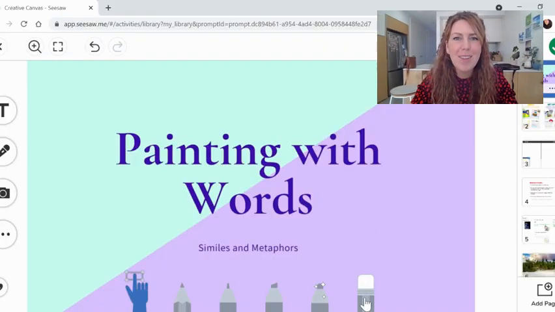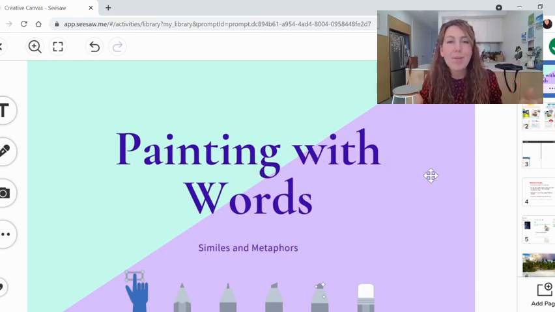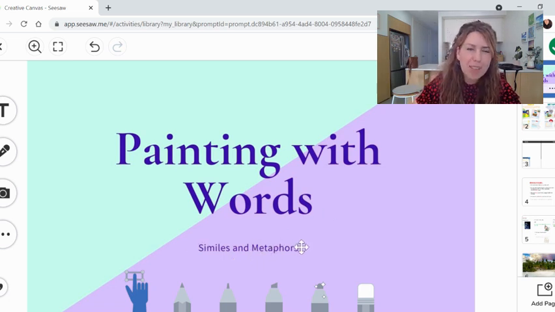Okay, welcome to another writing lesson today. This one's called Painting with Words. Because last week I was saying in our story starters that we should be using our words to paint a picture. Using words well really helps the person reading it to create that picture in their minds. So today we're going to do painting with words, similes and metaphors.